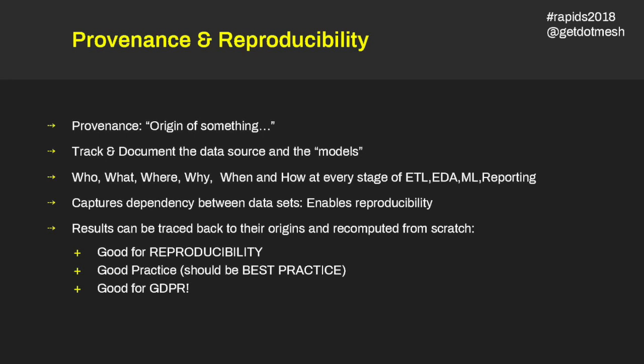Those little acronyms there. EDA, if you don't know, is exploratory data analysis. ETL is database stuff, extract, transform, load, and then all the reporting we do. And what we want to do with provenance is capture the dependency between data and also the dependency between every little step that we've done to generate our final result. And in the end, this is all good for reproducibility. It's good practice, and it should be best practice and enforced, and it really often isn't. And now under current climate, this is really, really good for GDPR. Who's heard of GDPR?